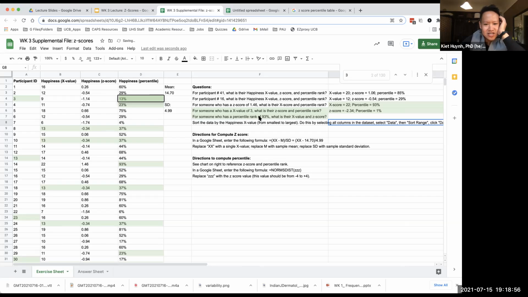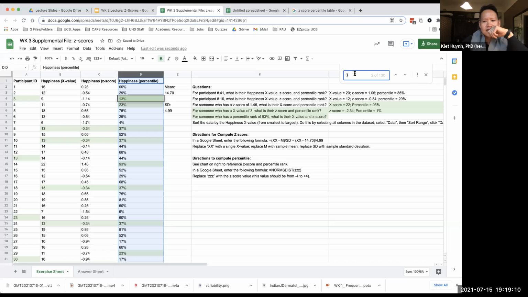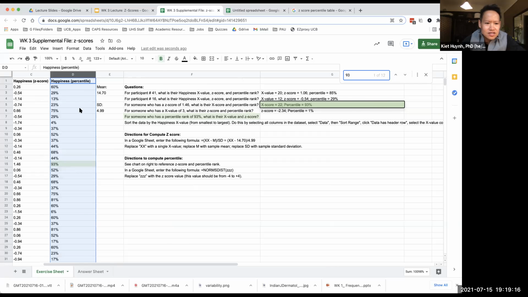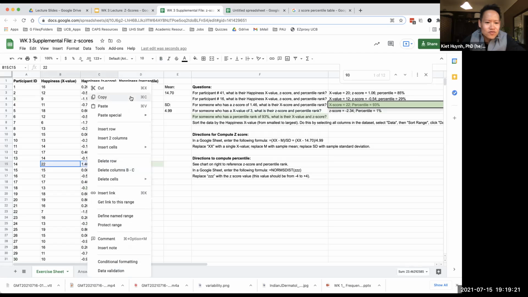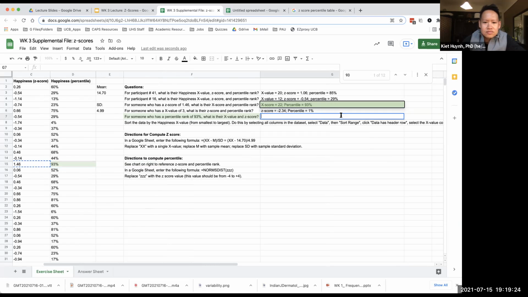For someone who has a percentile rank of 93%, what is their X value and Z-score? So here we're given the percentile, right? And it's 93%. And we need to find the X value and Z-score. So let's go ahead and look up 93% underneath the percentile. Here it is, 93. So we have X value 22 and Z-score of 1.46.